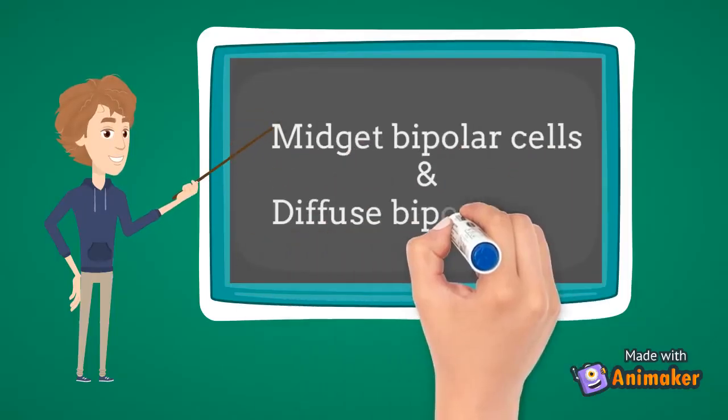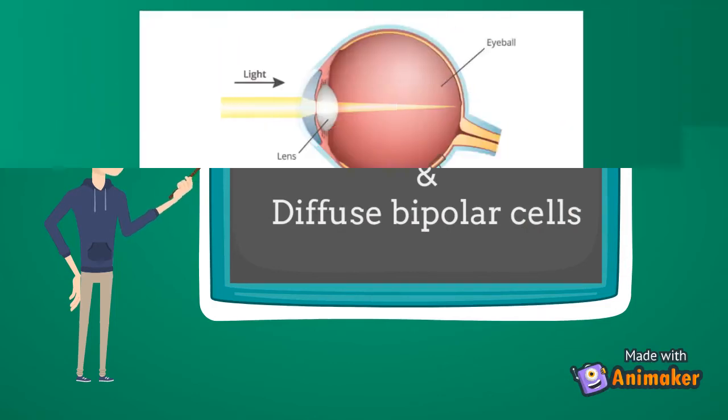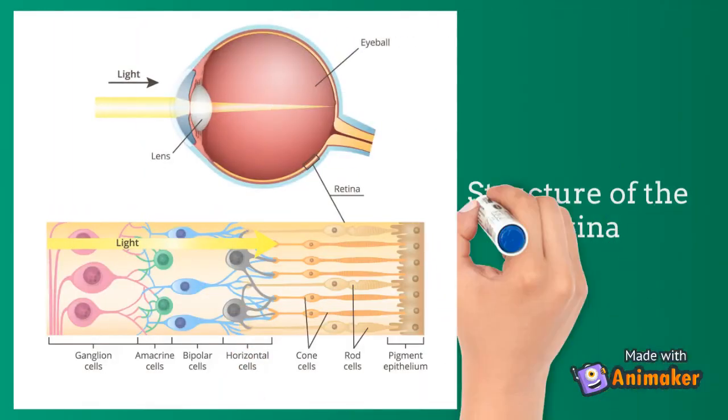Now let's look at midget and diffuse bipolar cells. We're going to look at what these cells are, and the differences between the two types of cells. Midget and diffuse bipolar cells are types of bipolar cells which we can find in the structure of the retina. Both of them are formed by cone centers and work as a transmitter that transmits the chromatic signals in the retina.